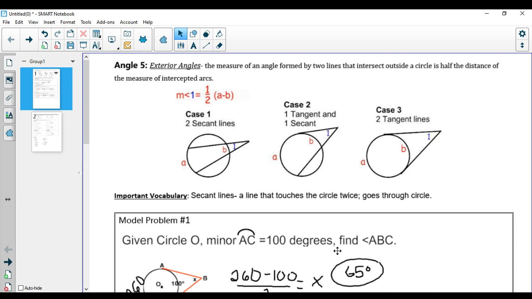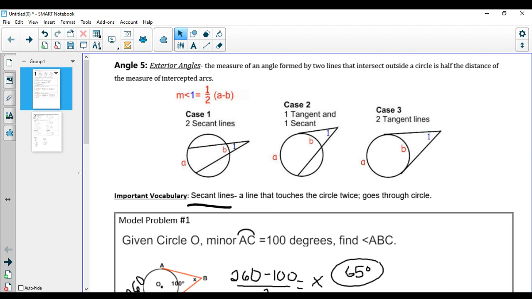Hi everyone, so now we're up to angle 5, which is the last type of angle we're going to learn, which is exterior angles. These angles are formed by either secant lines, tangent lines, or both of them together. So in case 1, you'll see we have 2 secant lines.